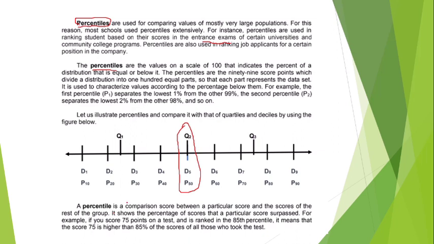A percentile is a comparison score between a particular score and the scores of the rest of the group. It shows the percentage of scores that a particular score surpassed. For example, if your score is 75 points on the test and is ranked in the 85th percentile, it means that your score of 75 is higher than 85% of the scores of all those who took the test.